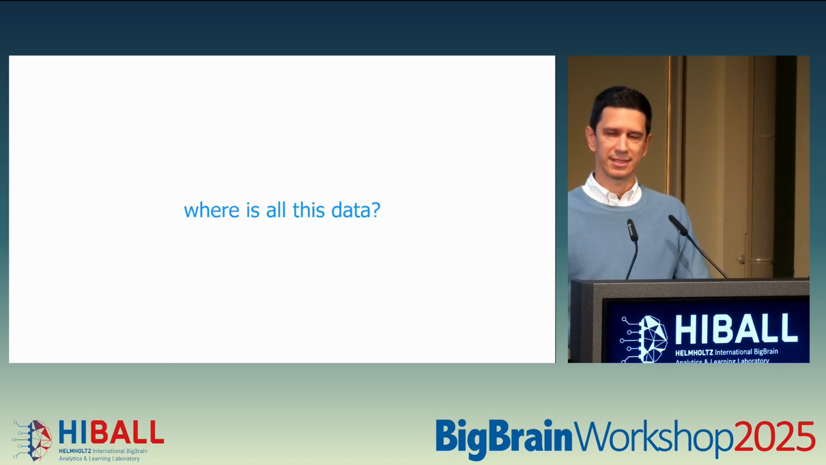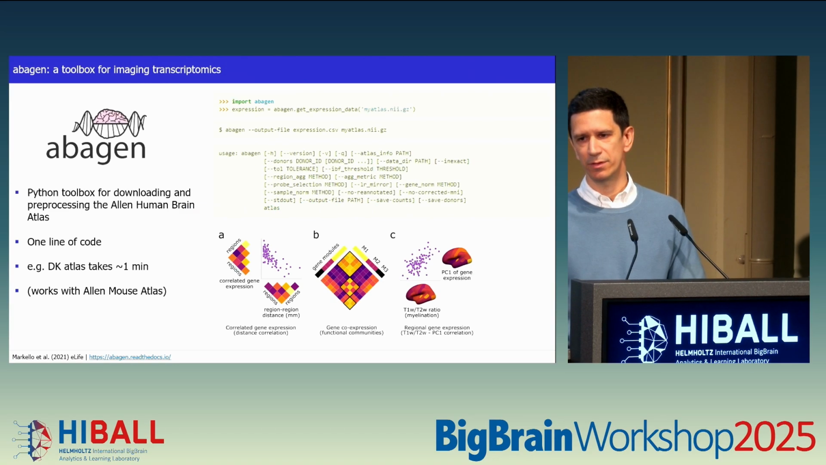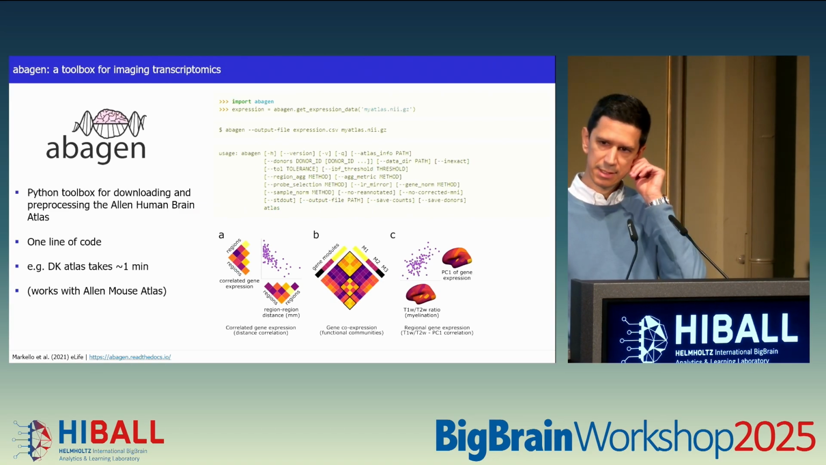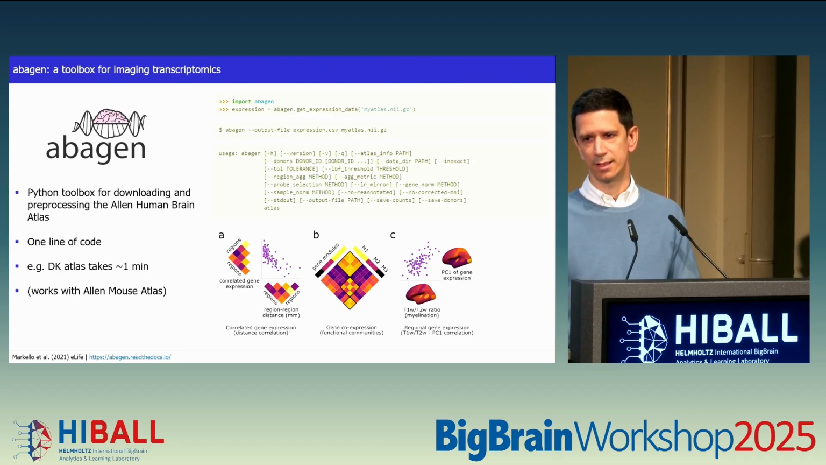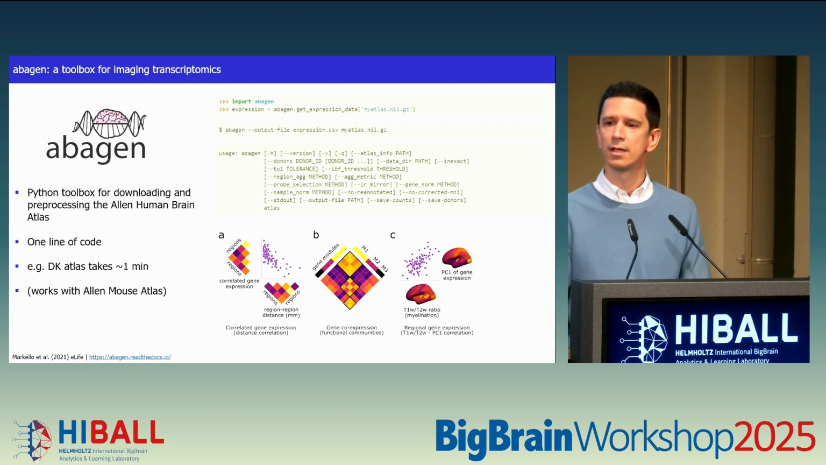So where is all this data? Well, I'll show you a couple of things that we've done over the last few years. This is a toolbox called Abigen that I can't not show. It's our tool for working with imaging transcriptomics. So with just one line of code, you can download and pre-process the bulk sequencing, the single cell sequencing, and the Allen Atlas works with human, mouse, et cetera.